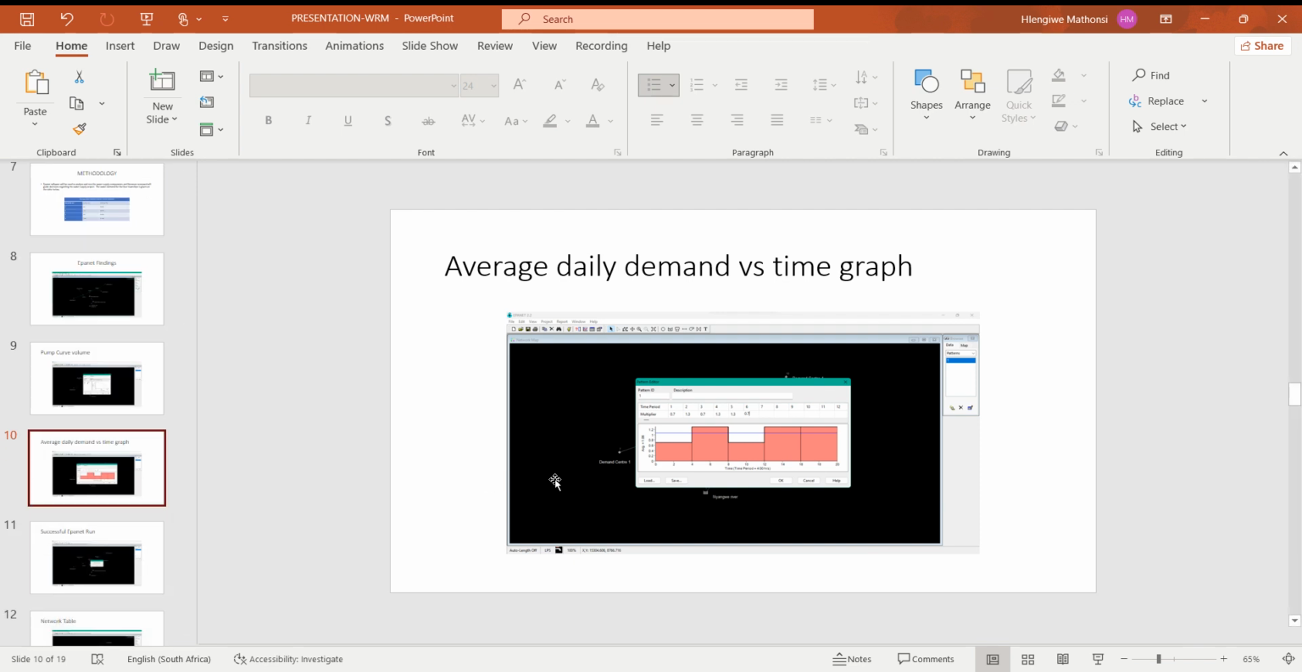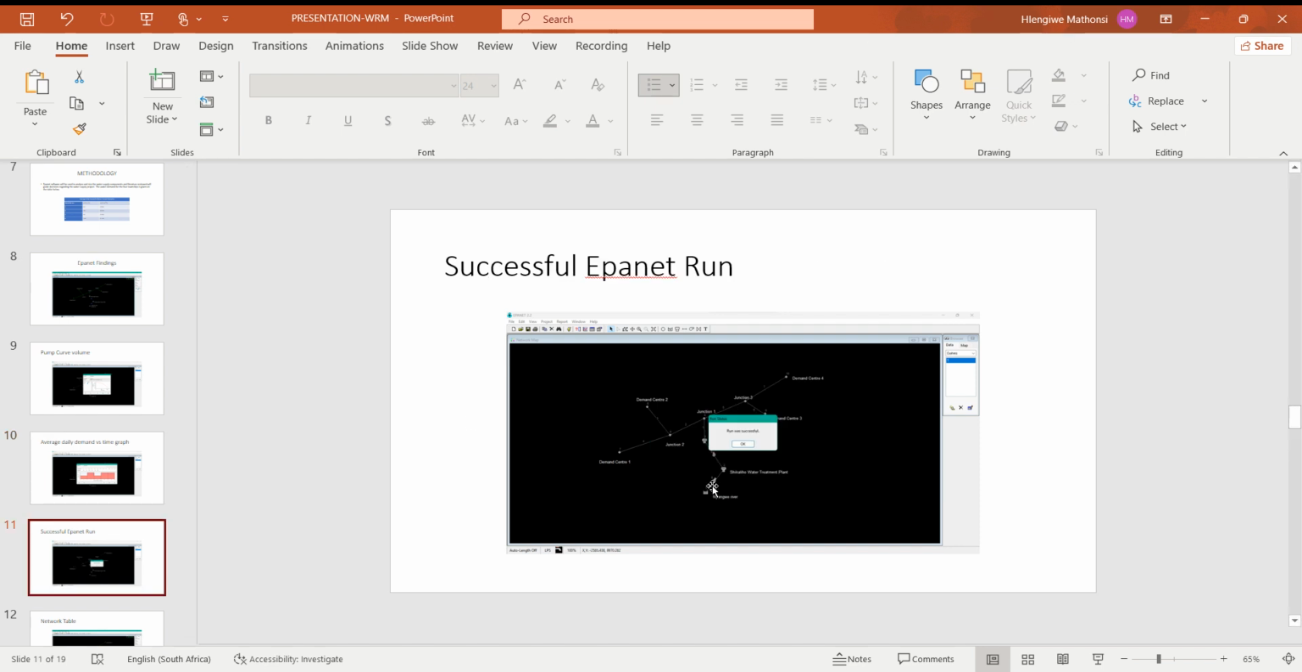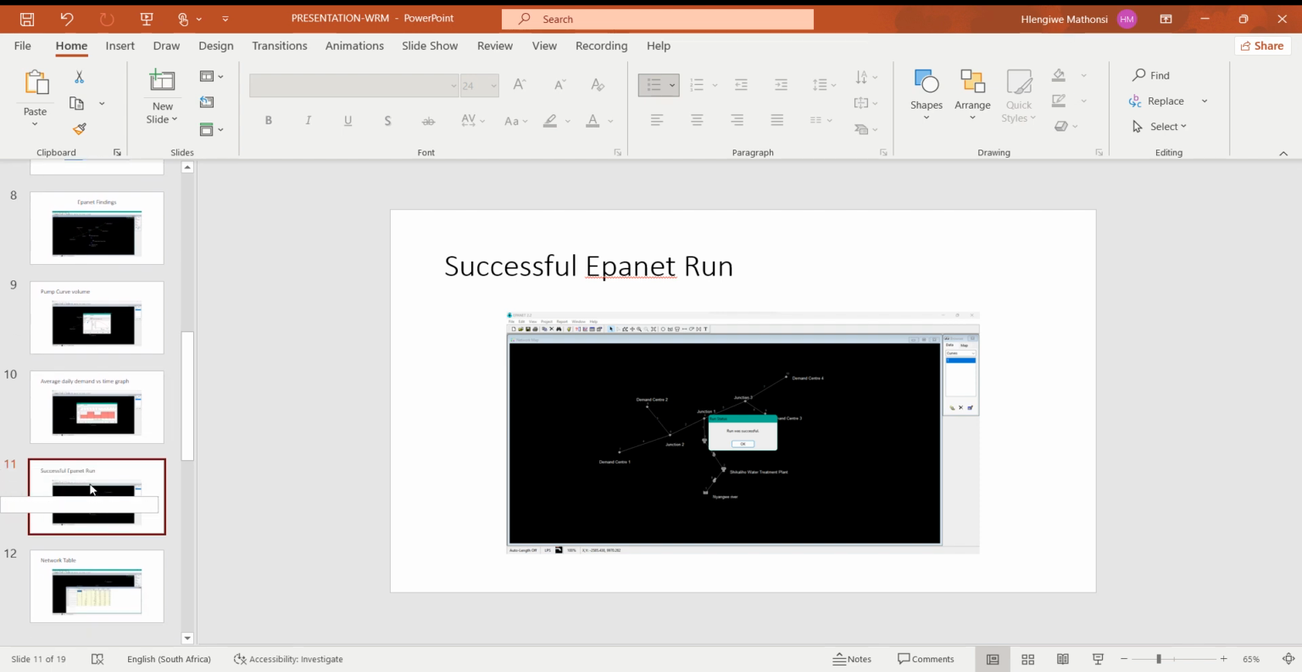At first, when I ran the EPANET file, it was not successful because I used 300 millimeter pipes, which were given as the primary pipe diameters. I then adjusted my pipe sizes, increasing them gradually, also ensuring that the velocity does not exceed 1.5 meters per second. And then I was able to finally have a successful run of EPANET, which means that everything was going according to plan.